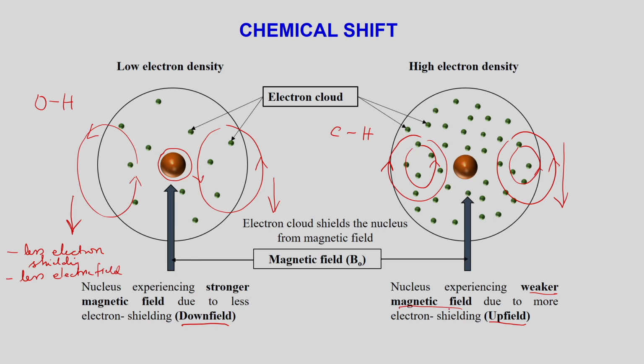Why? Because the magnetic field is not able to penetrate through the dense electron cloud, while it is easily able to penetrate a less dense electron cloud. So, higher electron density will absorb less energy. So, moving ahead.